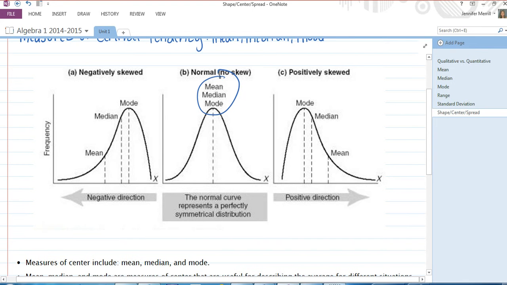It represents a perfectly symmetrical distribution. If a graph is negatively skewed, it's going in a negative direction, where the data is more towards the right. If the mode is the most, then it's negatively skewed, and the mean is the smallest. If it's positively skewed, the mean is the largest, where the mode is the smallest. The median always stays in the middle.